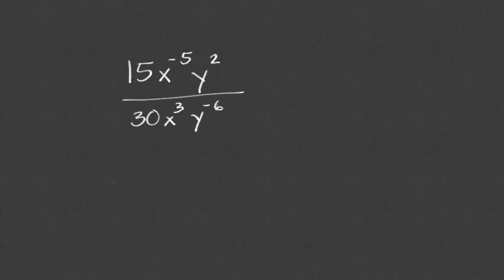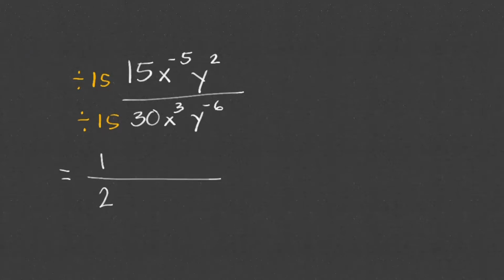Next example is 15 x raised to negative 5 y squared divided by 30 x cubed y negative 6. Same as the addition, you can only divide like terms. So in this case, they are like terms since they both have the x and the y's. So 15 over 30 is also equal to 1/2, since they're both divisible by 15. So 15 divided by 15 is 1, and 30 divided by 15 is 2.